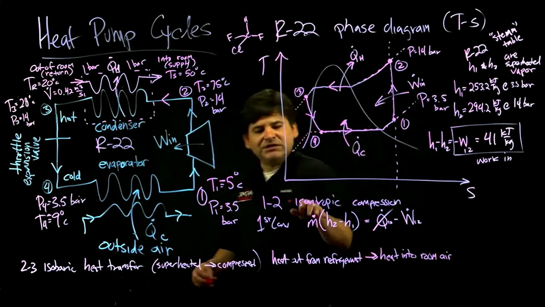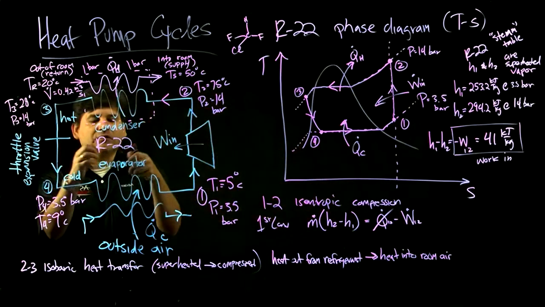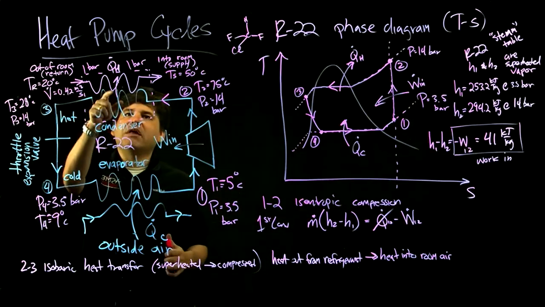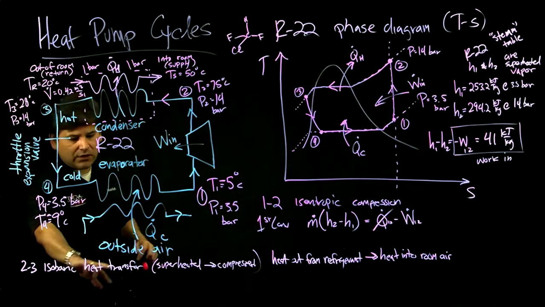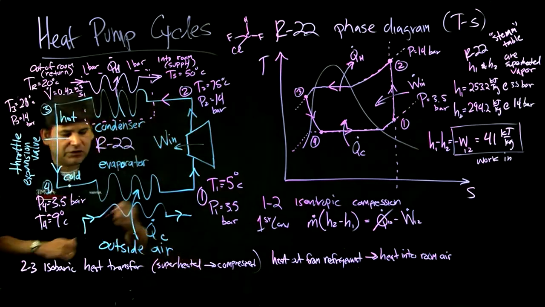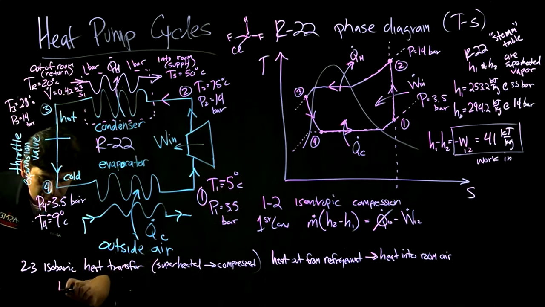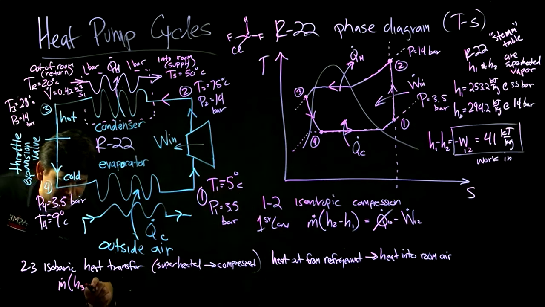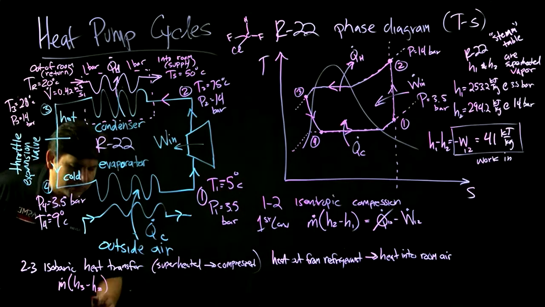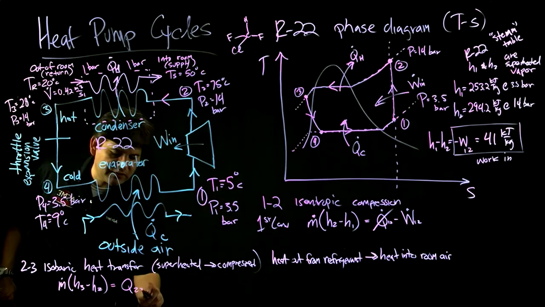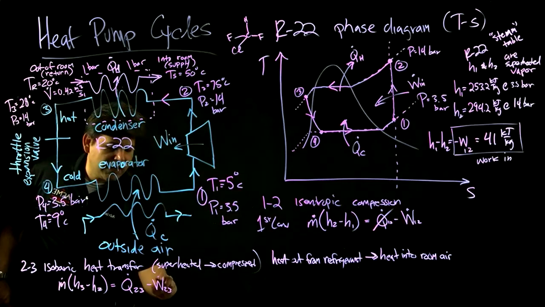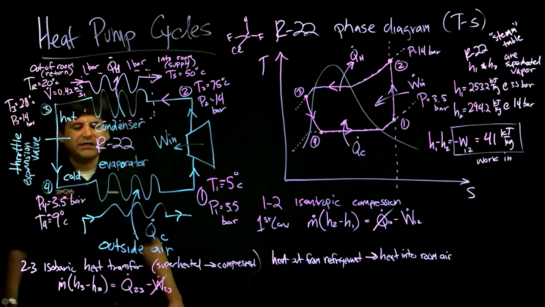So we're focusing on the cycle working fluid, which is the refrigerant, but that's going to connect to the room air. But first, let's just focus on the refrigerant, which goes from superheated to compressed. So again, the mass flow rate of the refrigerant times the difference between state 3 and state 2 enthalpies has to balance with any heat transfer at this stage and any work transfer at this stage. And here there's no moving parts, it's just a heat exchanger.